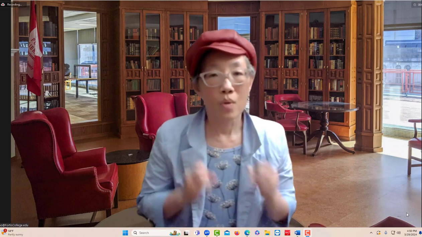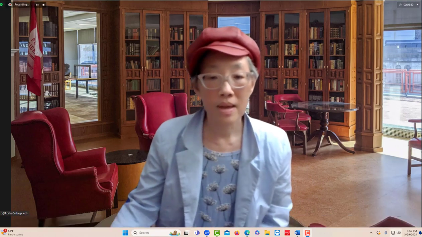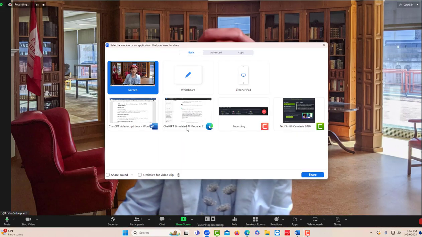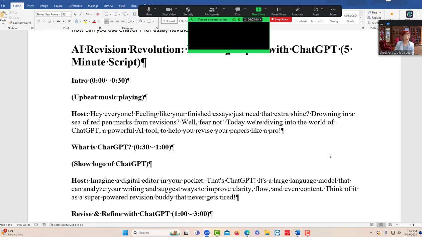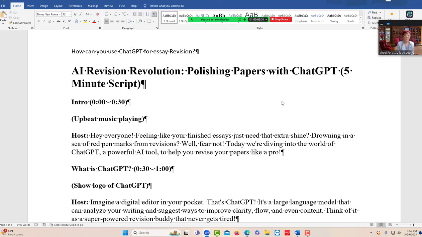And so, without further ado, I'm going to share my file on how to use ChatGPT for the last stage of the writing process, which is rewriting or revision. So, AI revolution: polishing papers with ChatGPT.